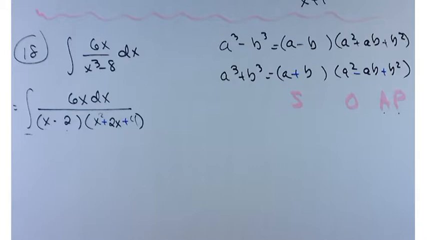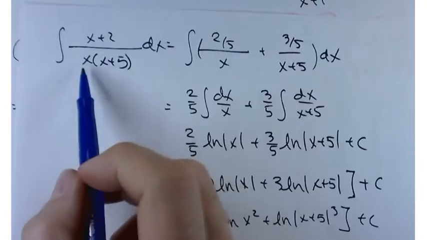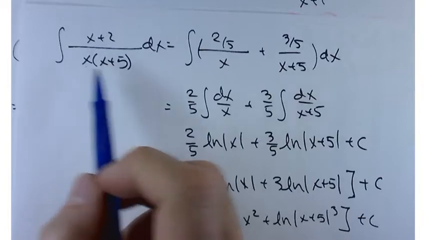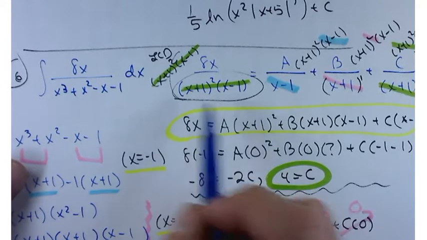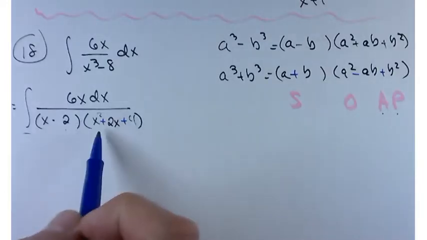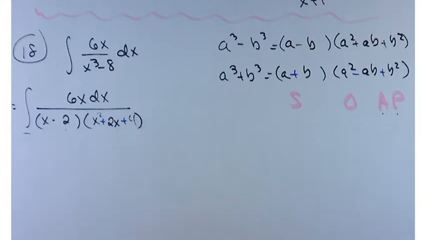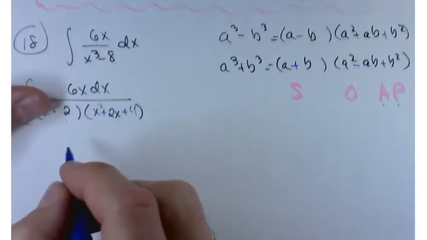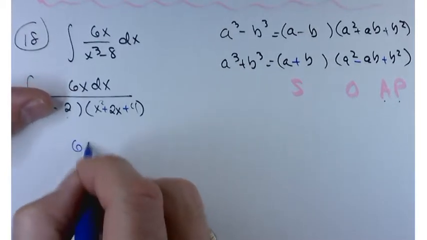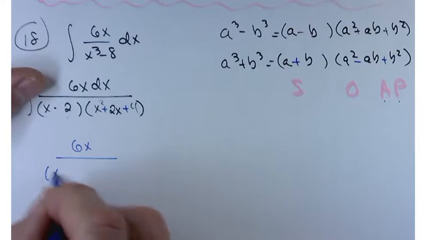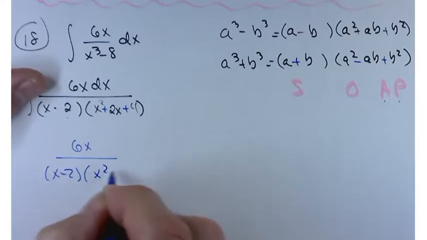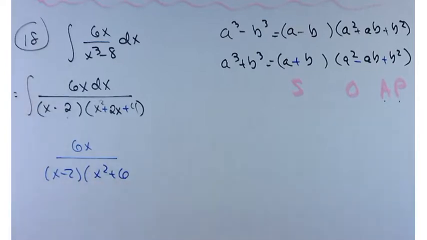Let's think about the cases we had so far. We started out with the really nice case, the distinct linear factors case, where you had an x and an x plus 5. Then we had the repeated linear factors case, where you had an x plus 1 squared. Now you've got the next case, which is a prime quadratic. That term in the denominator can't factor anymore. So it's a different setup. 6x over x minus 2 times x squared plus 2x plus 4.